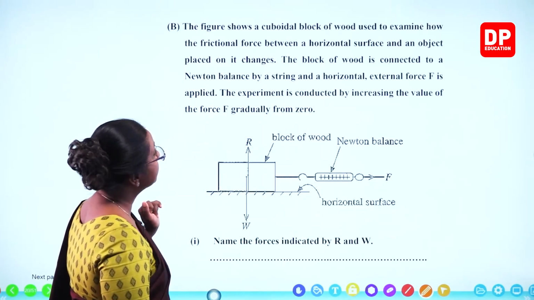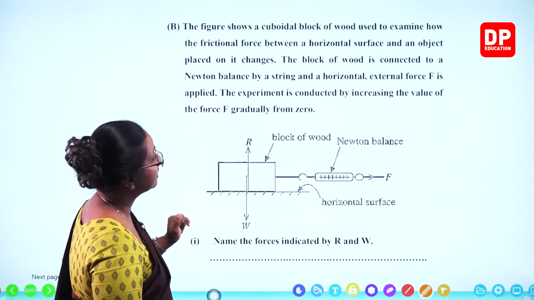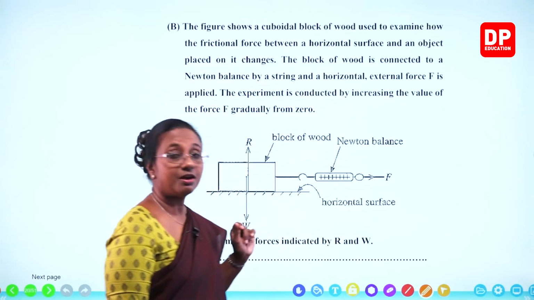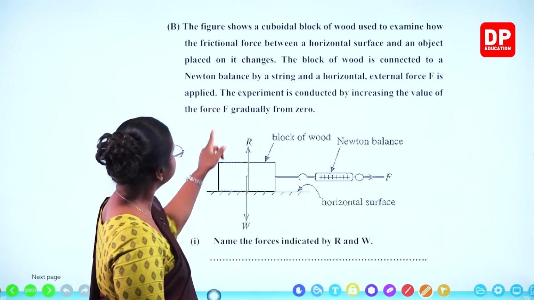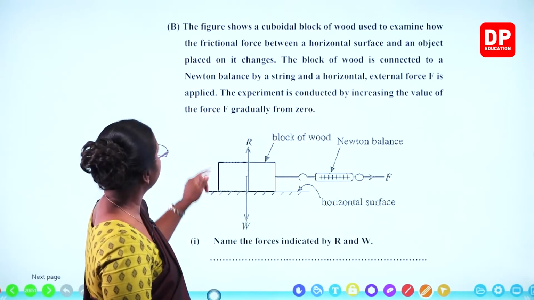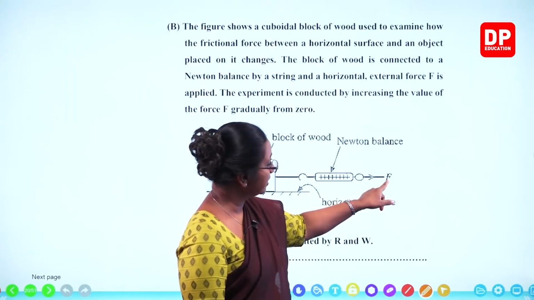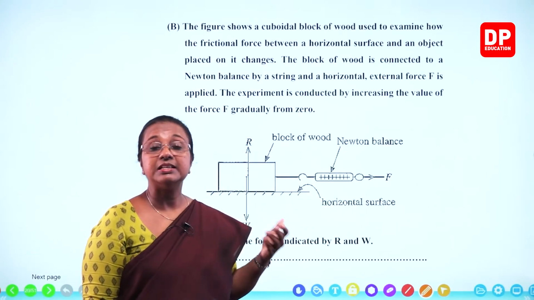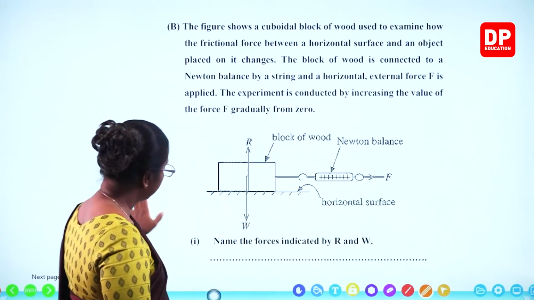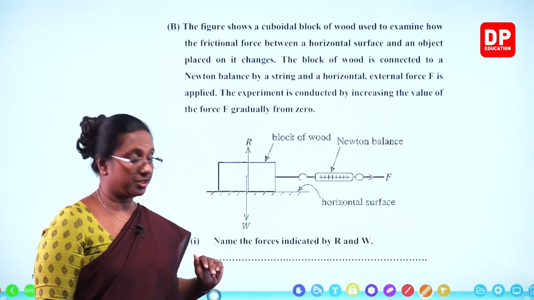The block of wood is connected to a Newton balance by a string and a horizontal external force F is applied. So here also they say it is a horizontal force F. The experiment is conducted by increasing the value of the force F gradually from 0. So starting from 0, they increase the force and observe what happens. Right, so that is the activity. Now let's look at the questions.